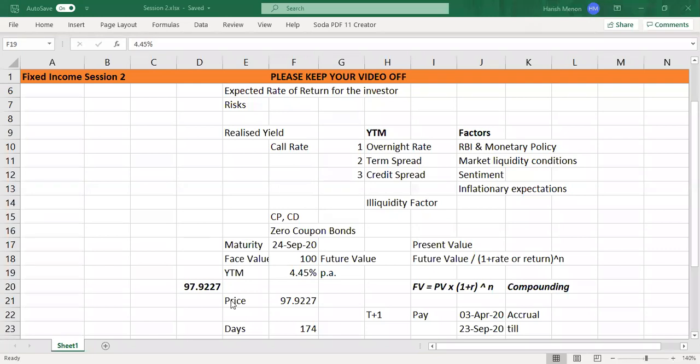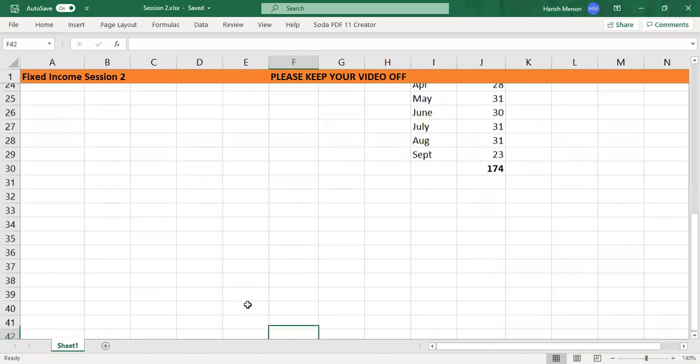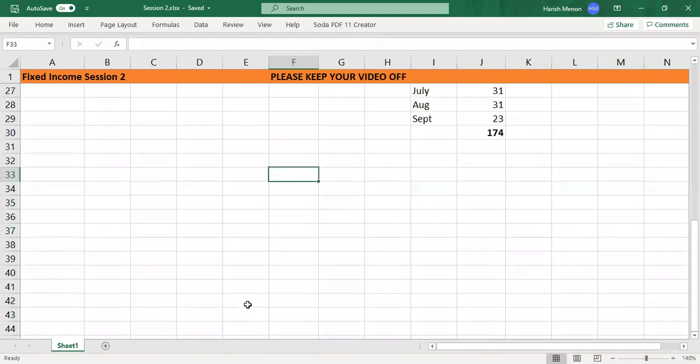Fair enough. Let's proceed because we have audiences probably waiting for more things. Let's look at a coupon paying bond now. As I said, it will be a little more than 1 hour because we are doing calculations. This Excel file is all yours if you want. Just send me a WhatsApp. I'll send you the Excel file.